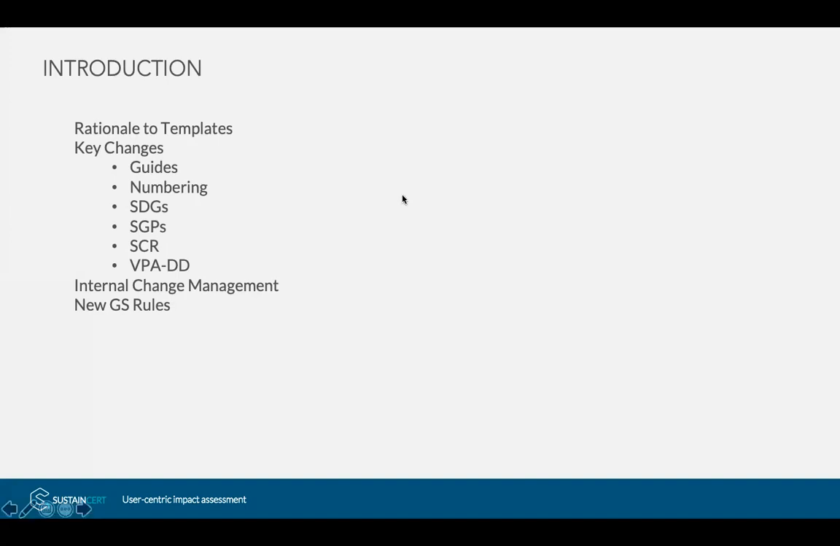So just to talk you through what we're going to cover today. First of all, we're going to talk about the rationale for the decision to change these templates. Then I'll go through some of the key changes that you as project developers need to be aware of, as a kind of broad brush approach, and then hone in on some detail that I think will be of use to you. And then I'll hand over to Neha to talk about some of the internal change management that we put in place to make sure this change is as smooth as possible. And Neha will then go through the Gold Standard rules.